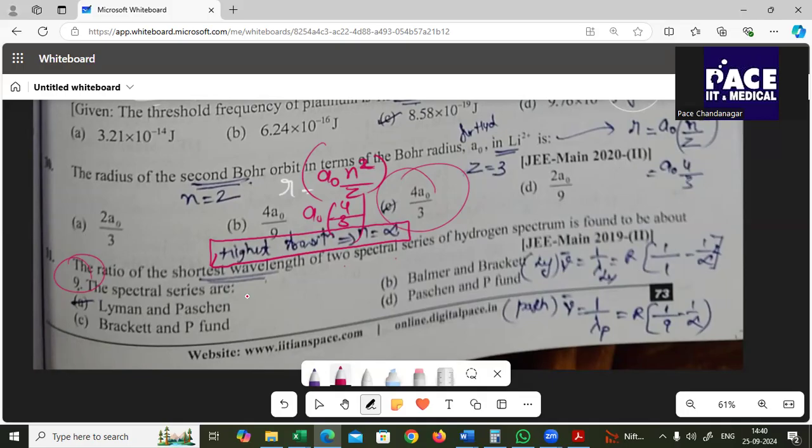Lyman to Paschen, let us check. Lyman to Paschen is, as you can see, 1 by lambda of Lyman and 1 by lambda of Paschen, which is R into 1 by 1 minus 1 by infinity square for Lyman, and for Paschen n is equal to 3 onwards. So n starts from 3 onwards, 1 by 3 square minus 1 by infinity. When you divide these two, R and R get cancelled. Nu of Lyman by nu of Paschen is 9 by 1. And that is what it is, Lyman and Paschen here, right? So always go with your hit and trial methods of your series.